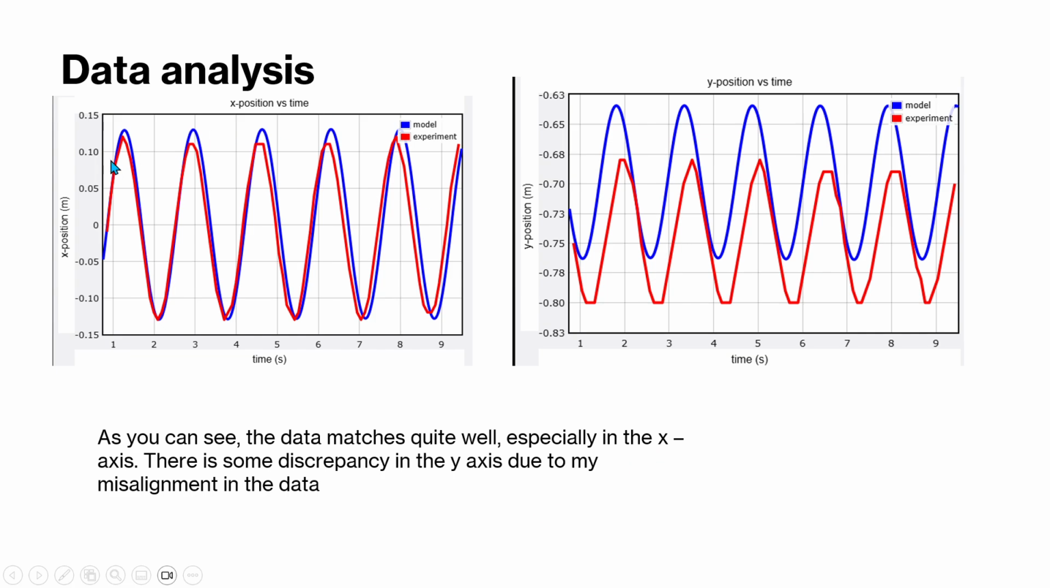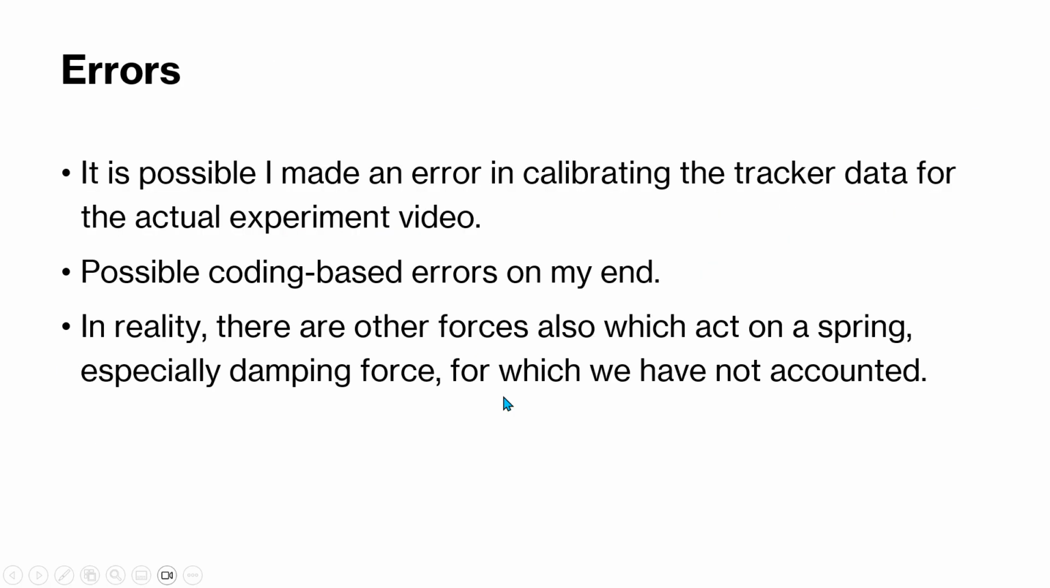So if we look at our data analysis, this is the x versus y graph. So our x, you can see, is quite accurate, right? And then our y is slightly off, but that's due to some errors, which I'll show later in the slide. But as you can see, there is very little discrepancy in the data, and they actually do quite match.